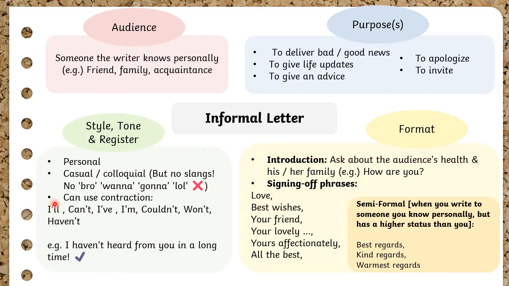Okay, you can also use contraction in your informal letter. What is contraction? So contraction is basically when you take two words and you make it short like this. So instead of writing I will, you write I'll. Instead of writing cannot, you write can't. Instead of writing I have, you write I've. Okay, so these are examples of contraction, and you can use this in an informal letter. Okay, to show that you are close to the audience you're writing to.